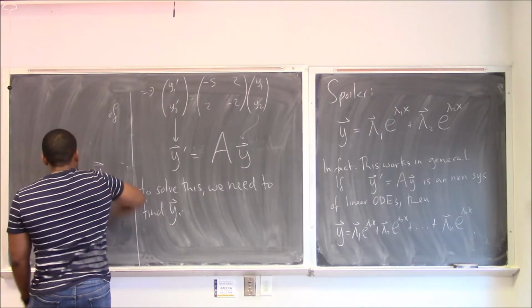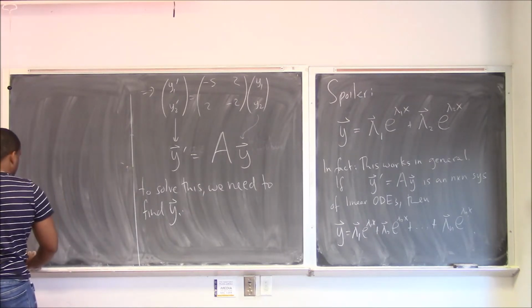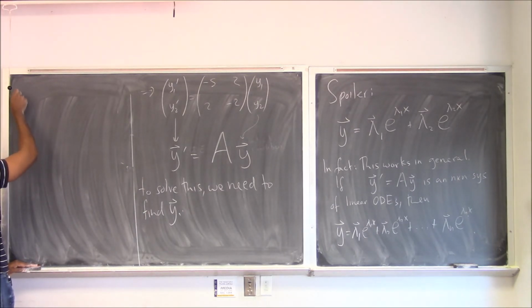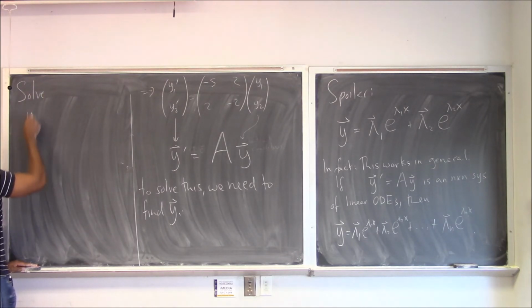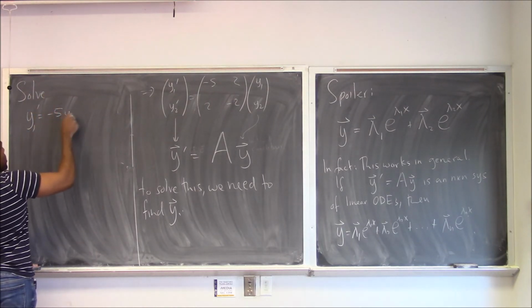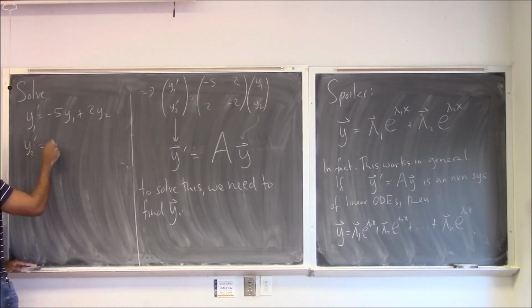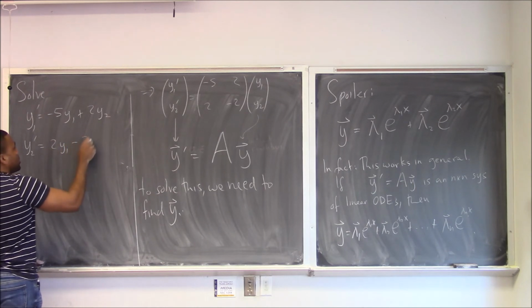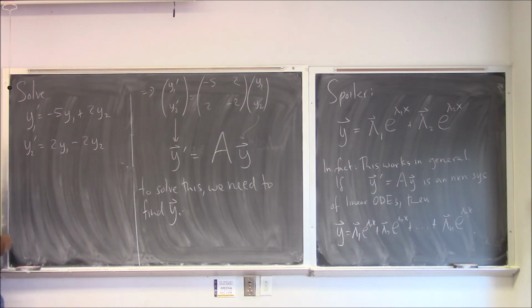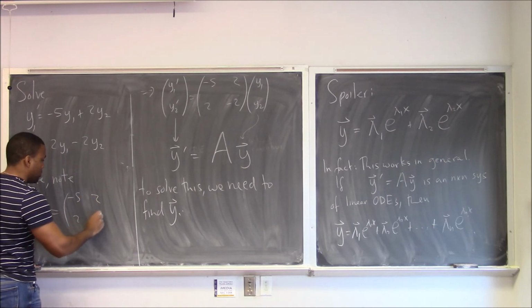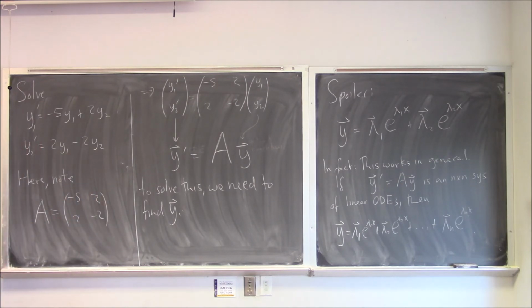So let's actually go back to our main example. Here, solve y1 prime equals minus 5y1 plus 2y2, and y2 prime equals 2y1 minus 2y2. Here, notice that your A is going to be the same guy that we dealt with before, so we kind of know all the answers that come out of that.